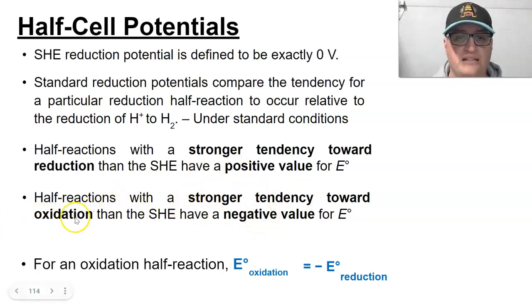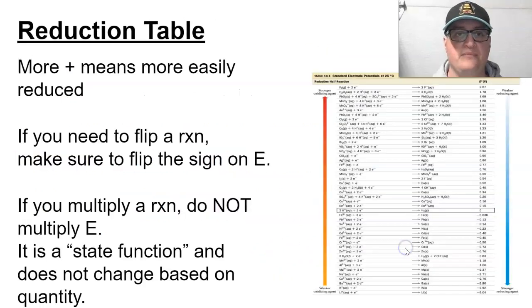Because remember, oxidation is when they lose electrons. So thinking of that, oxidation is negative, because negative electrons. So for an oxidation half reaction, its amount is the negative of the reduction. That makes sense because the opposite of oxidation is reduction. And so if we negate it, then we'll be able to say that they're the same value.